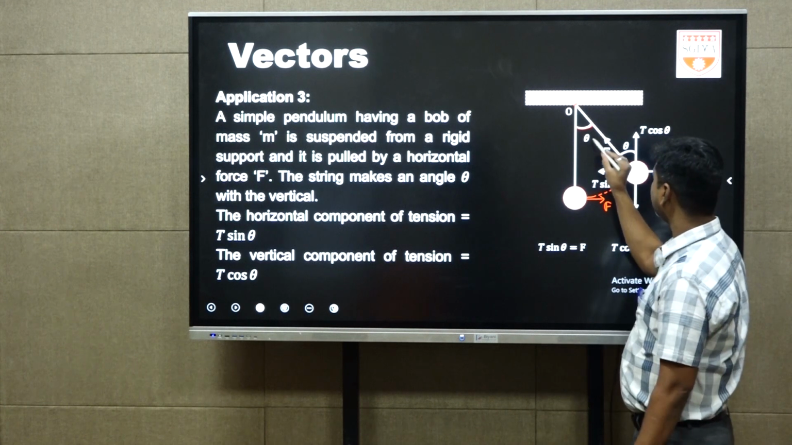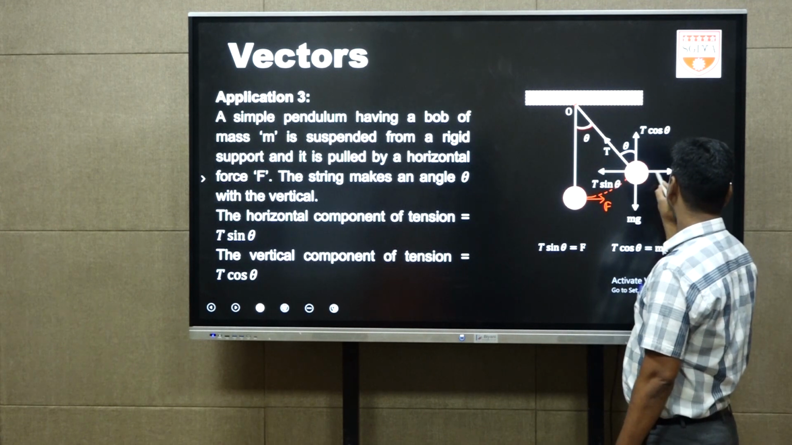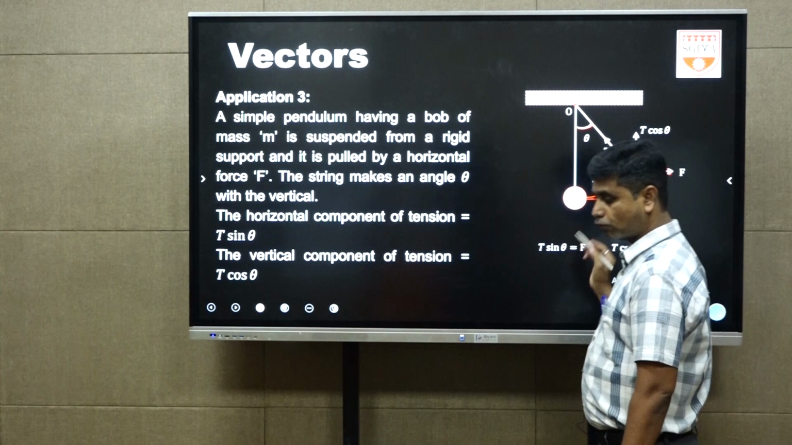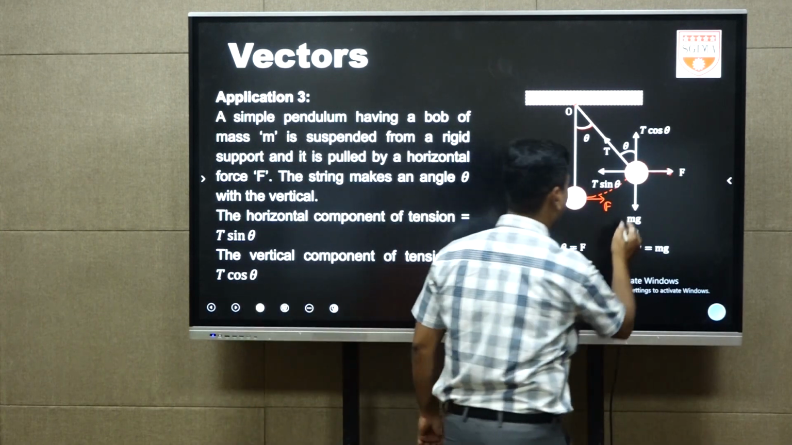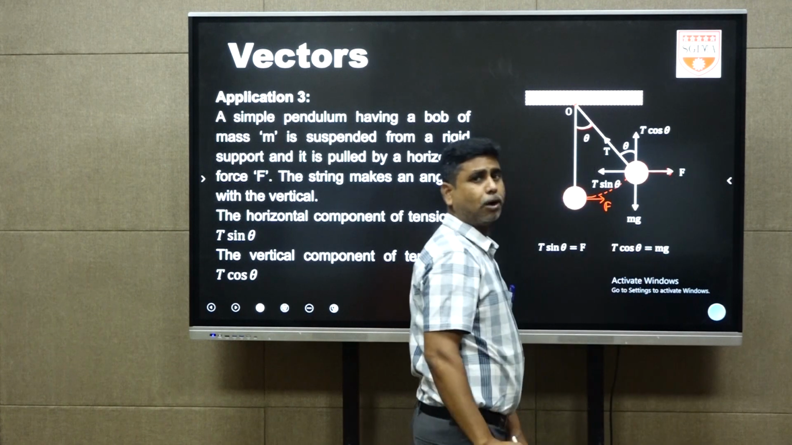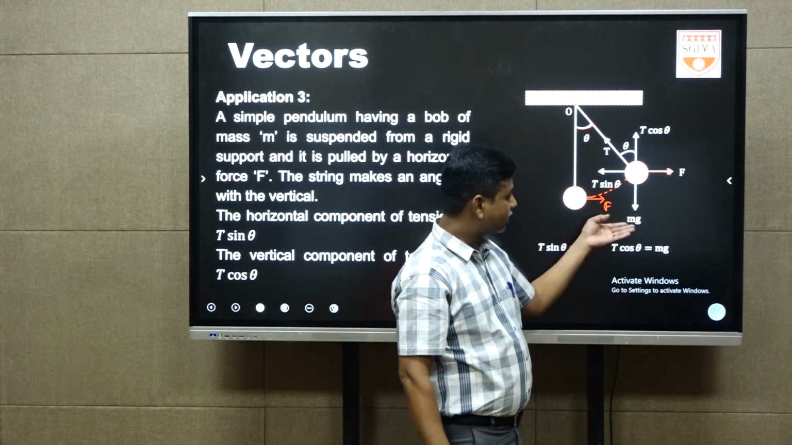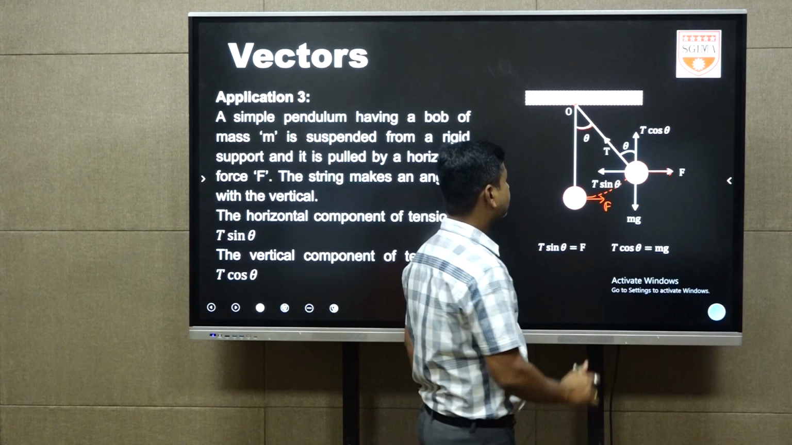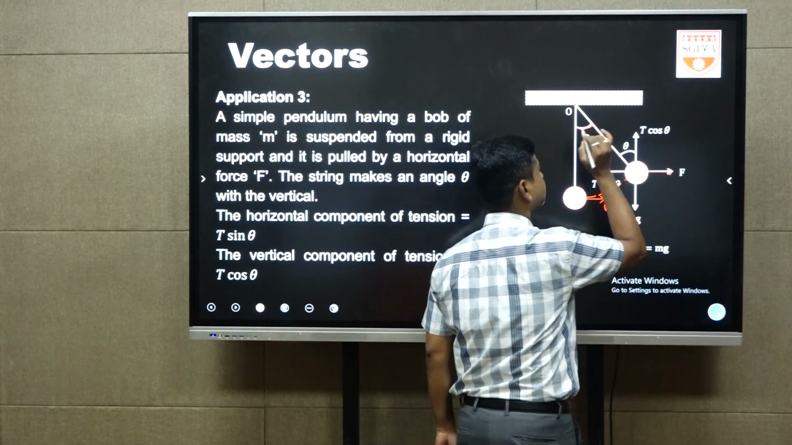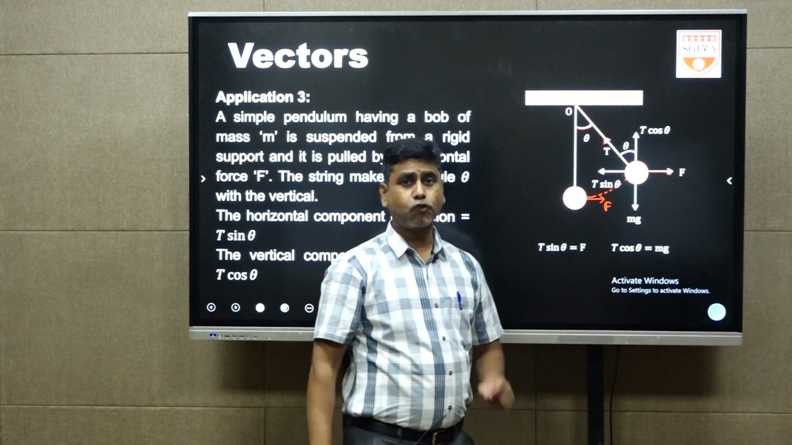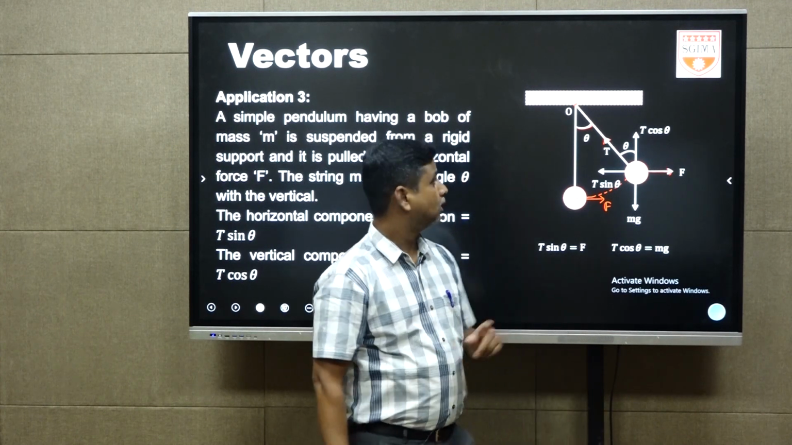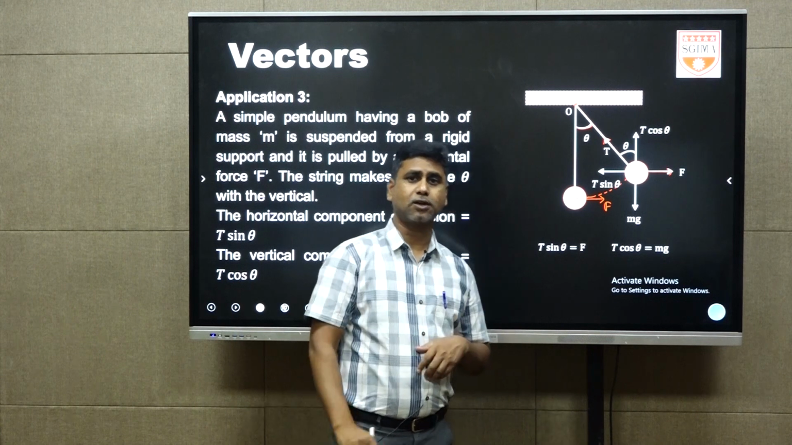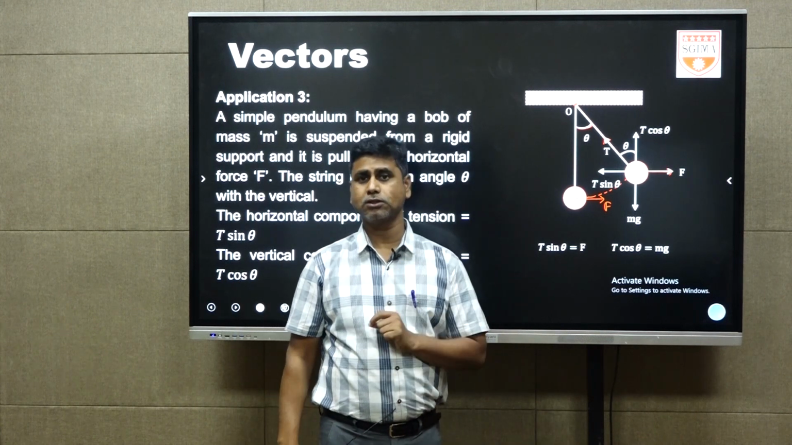When it is making an angle theta with the vertical, the applied force along the horizontal direction is F, and the weight of the bob acts vertically downwards as mg. The tension force: the force developed in a string is called the tension force. A clear explanation about the tension force in Newton's laws of motion will be given.